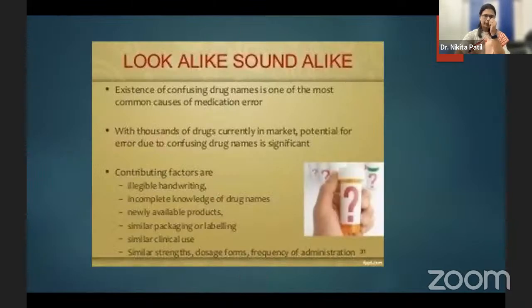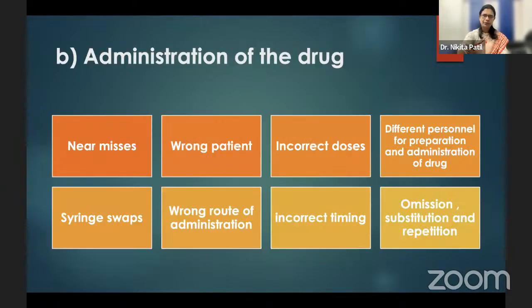Look alike and sound alike. Existence of confusing drug names is one of the most common causes of medication error. Medzol 40, 200, 400. So difficult to identify. And when we are ordering someone or telling someone else to give the drug, it becomes even more difficult. With thousands of drugs currently in the market, potential for error due to confusing drug names is significant. And what are the contributing factors? Illegible handwriting, incomplete knowledge of drug names, new products coming every day, similar packaging or labeling, similar clinical use, similar strengths, dosage, frequency of administration.